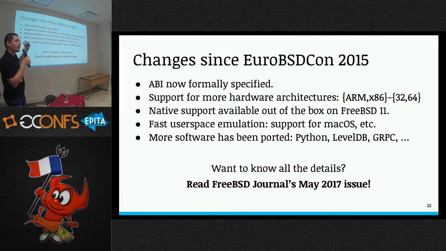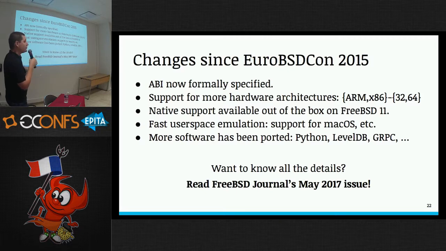Support for more hardware architectures. When I first announced CloudABI, it only worked on x86-64. Nowadays, it runs on four architectures. FreeBSD 11 has been released in the meantime, so support for CloudABI is integrated into it. Just install FreeBSD 11.0 or 11.1, and then you have proper support for running CloudABI software.